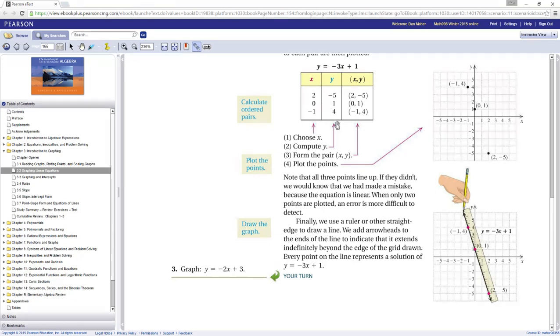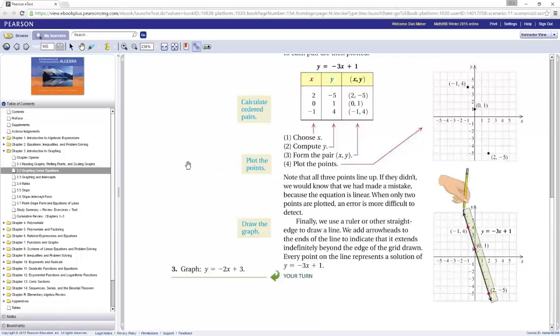And why do you think they pull out 3 points? Well, if I make a math error and one of these ordered pairs is not right, I will not be able to draw a line through all 3 of them, and that would be an indicator, hey, something's wrong, because these are supposed to make a line.